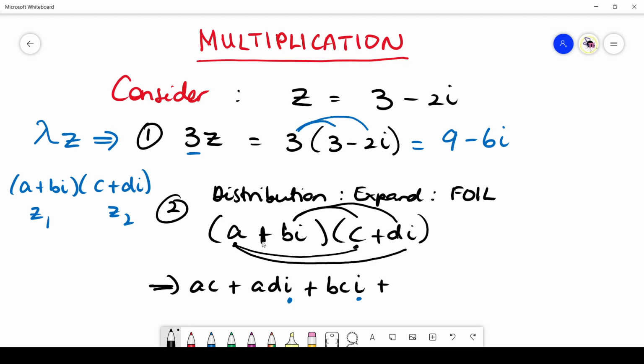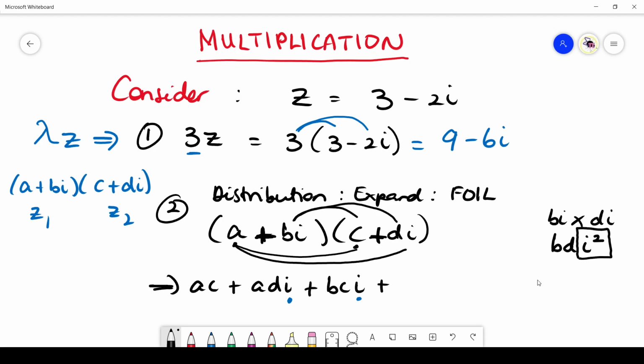Please remember to account for those signs in between in case they were negative, okay? So that's positive bi. Let's take that to the side. Positive bi multiplied by positive di. Let me eliminate this plus sign here. How do we multiply these? So you'll get bdi squared. Now, doesn't that look familiar?